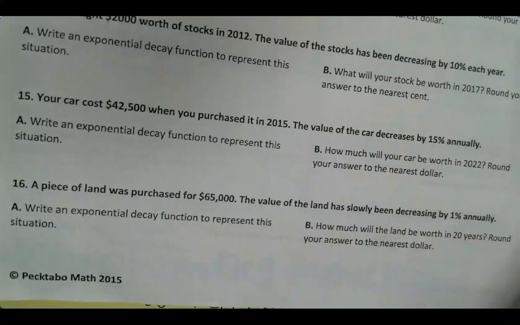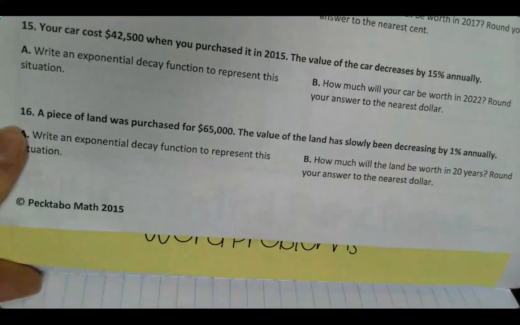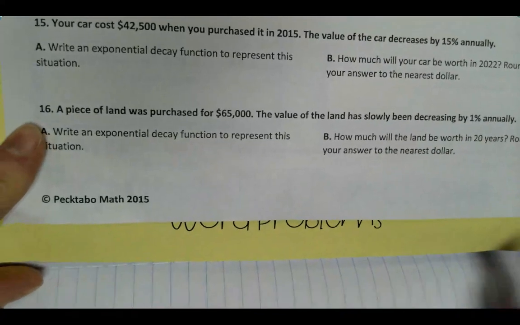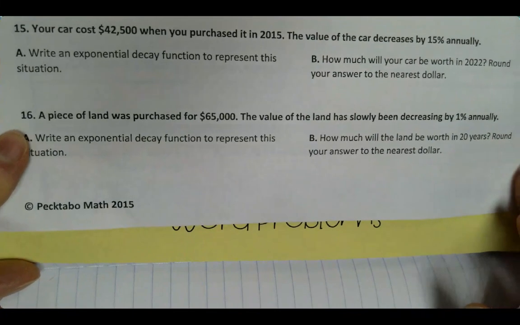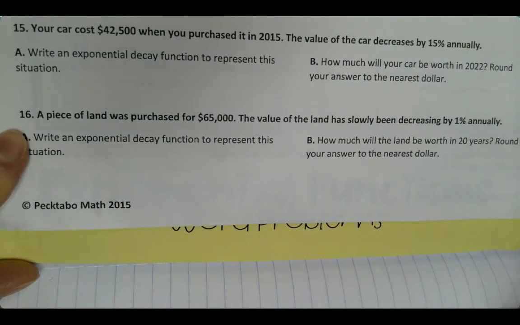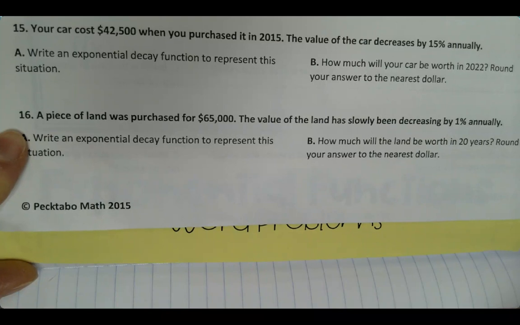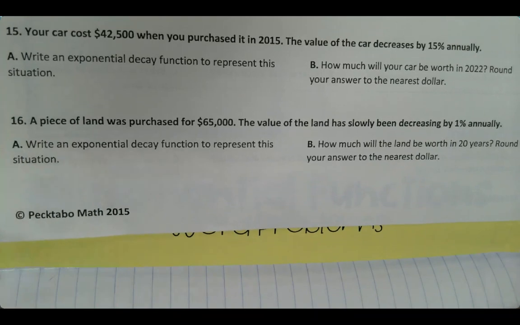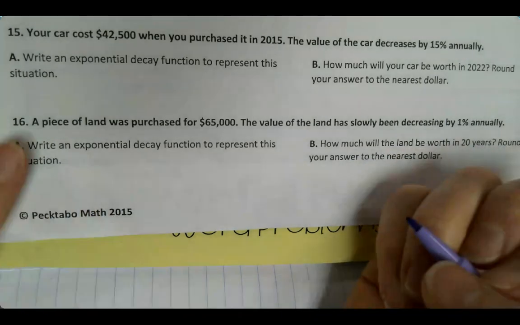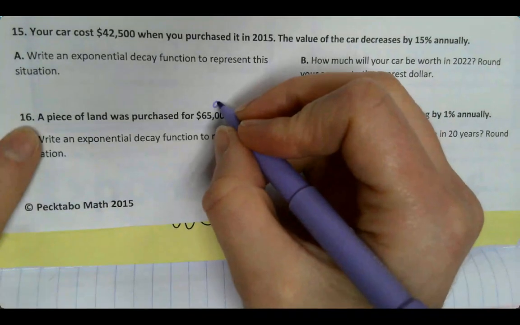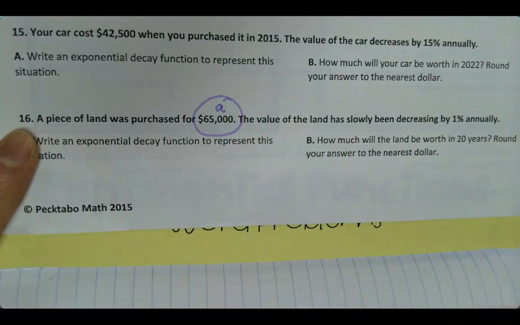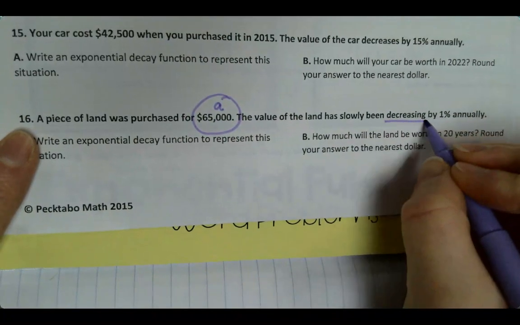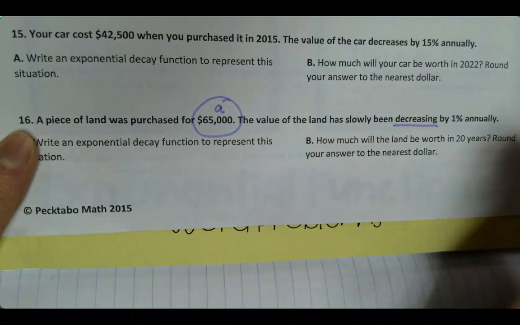Let's go to number 6. A piece of land was purchased for $65,000. The value of land has slowly been decreasing by 1% annually. Write an exponential decay function to represent the situation. We're going to find out the original amount, initial amount, which is our A. Decreasing, so we are going to use the decay function.